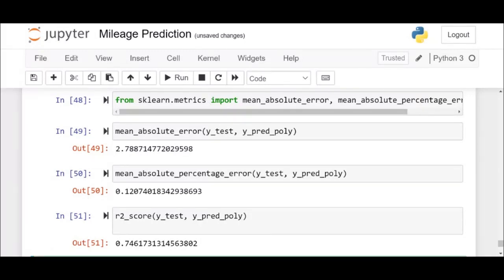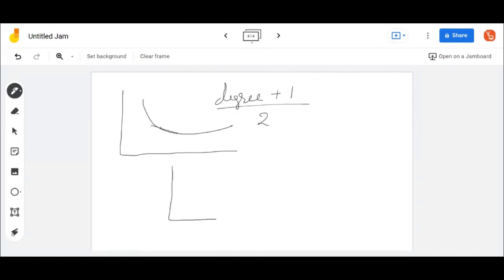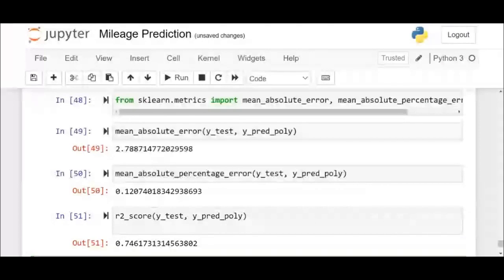Now, some people are asking why we have used degree 2. For example, if your data has a curve like this, there is one turn. Degree is number of turns plus 1. So there is one turn, so it's degree 2. If there is a graph like this, how many times is it turning? Two times. So degree is 2 plus 1 equals 3, and so on. That is how you can use your visual to find out the degree.